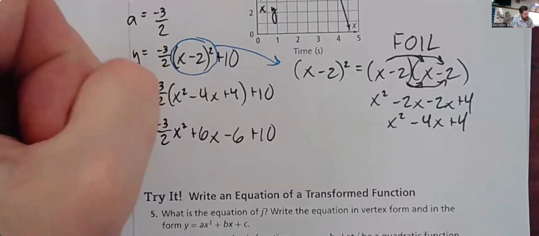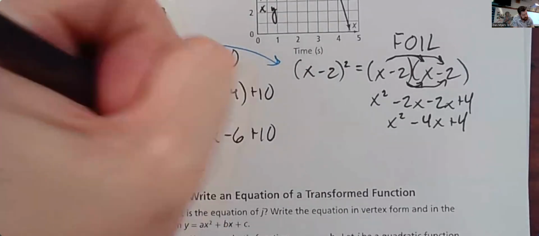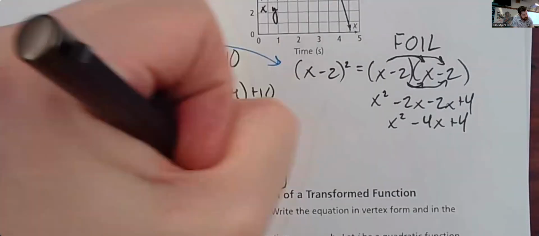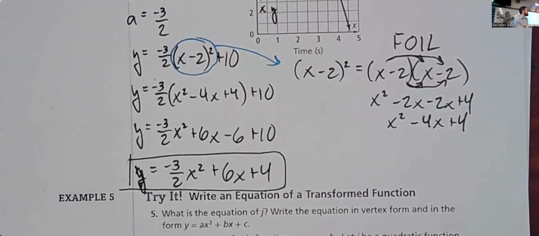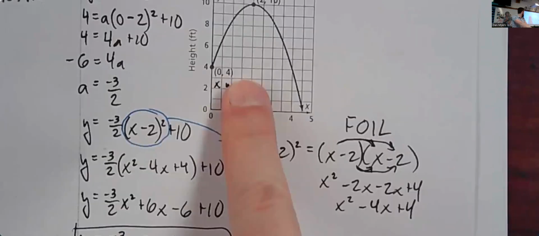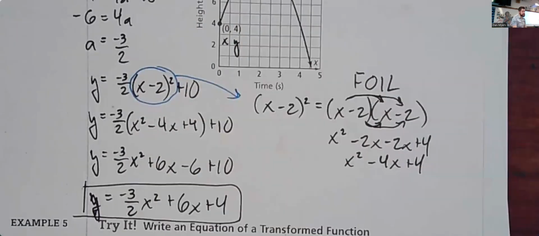So that'll give us y equals -3/2x squared plus 6x plus 4. And that is the answer to that. And if you ever want to double check whether you're right or wrong, just type that into a graphing calculator or the Desmos graphing calculator. See if it matches up with the graph. That's a really easy way to figure out if you got the right answer.